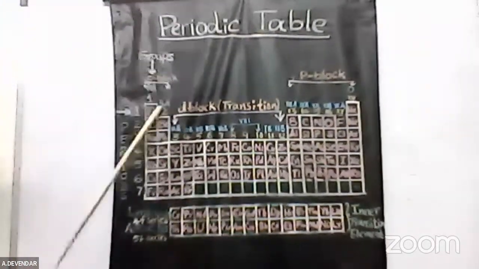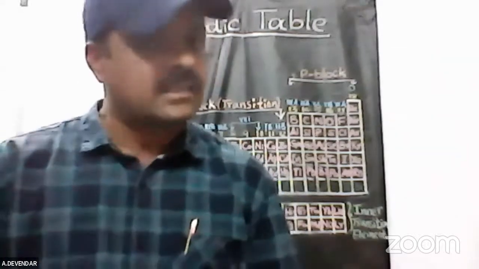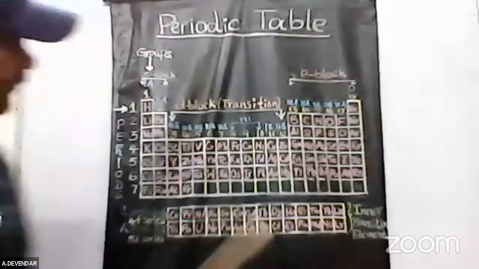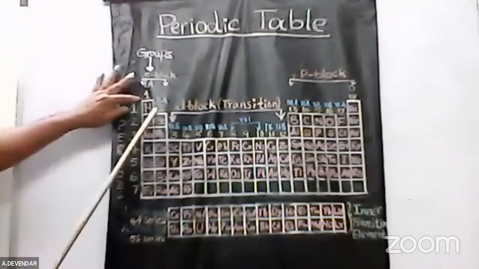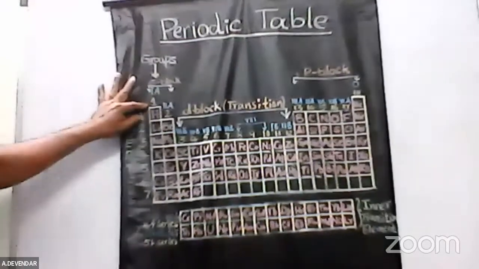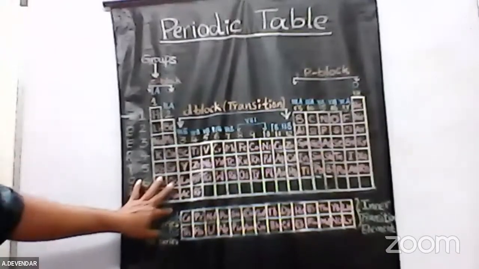See friends, here s block, p block, d block and f block elements are arranged, so your modern periodic table is divided into 18 groups and 7 periods. They are classified according to the differentiating electron into s block, p block, d block and f block elements. The first group elements are called alkali metals, as I already told in the first unit. Second group elements are called alkaline earth metals. You already know the reason.